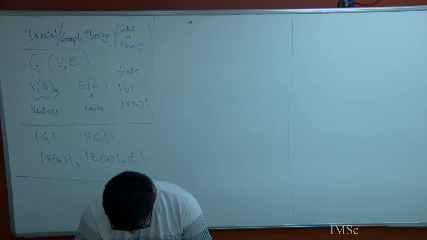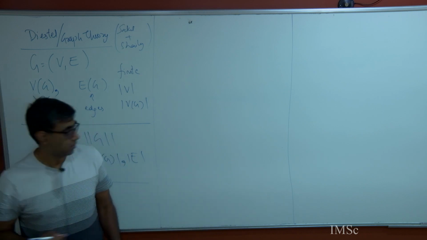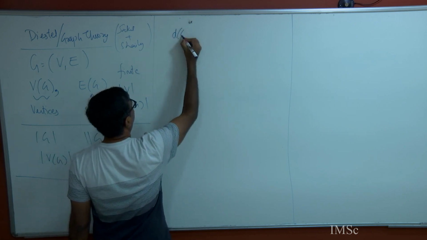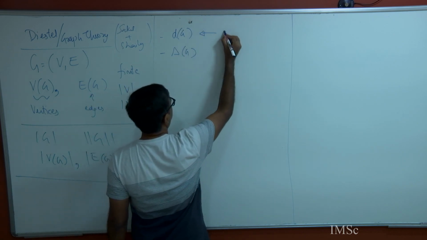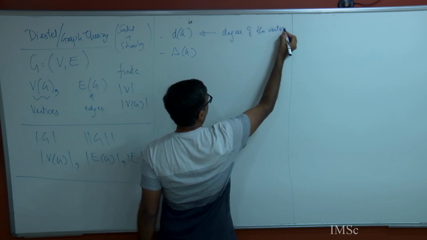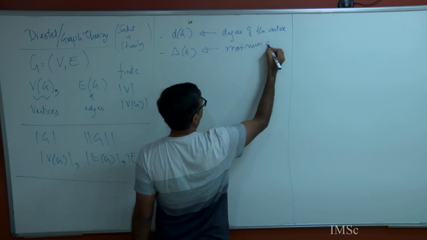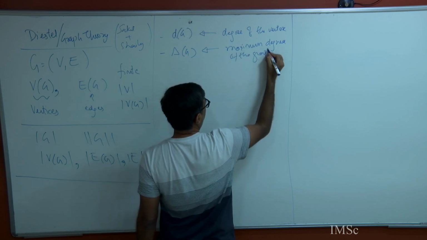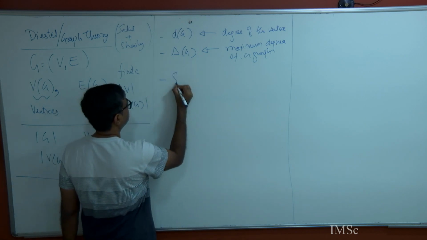Okay, so there are some concepts, let's see what the book says. Okay, so these are some common notation which is used. This means degree of the vertex. Okay, this means maximum degree of a graph. Okay, and what is a delta G?